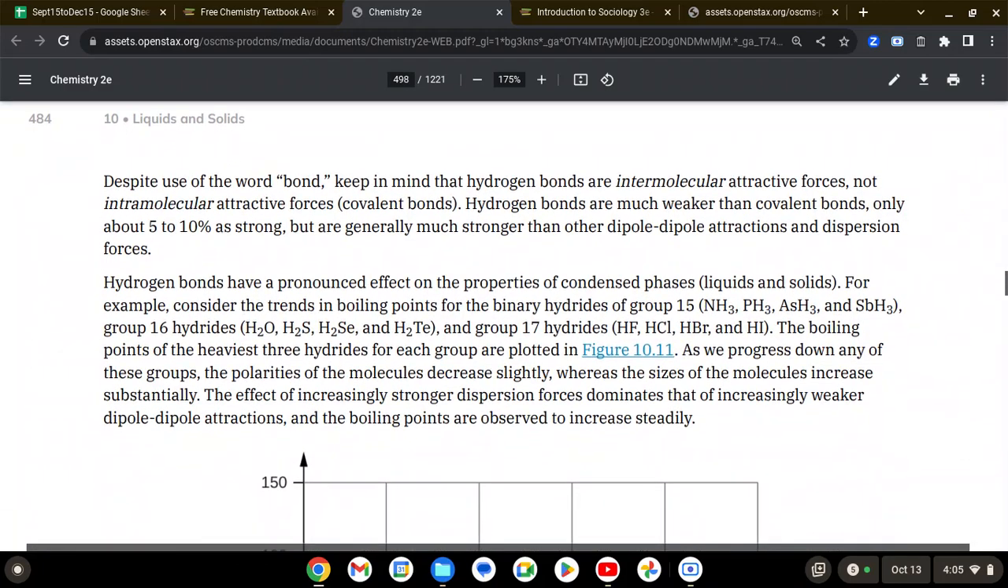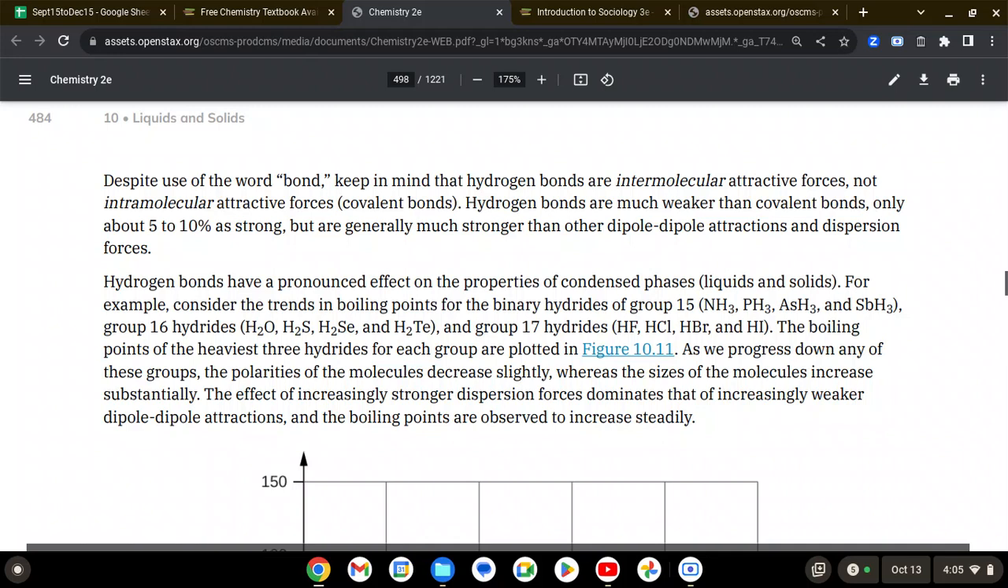Despite use of the word bonds, keep in mind that hydrogen bonds are intermolecular attractive forces, not intramolecular attractive forces. Hydrogen bonds are much weaker than covalent bonds, only about 5 to 10% as strong, but are generally much stronger than other dipole-dipole attractions and dispersion forces.